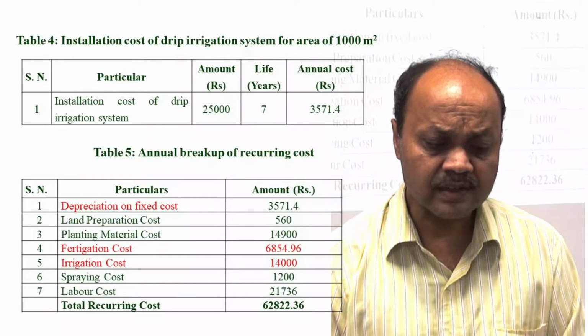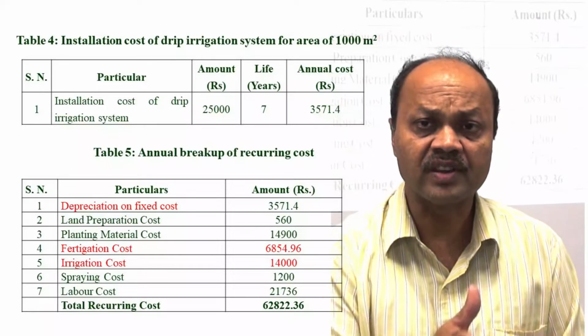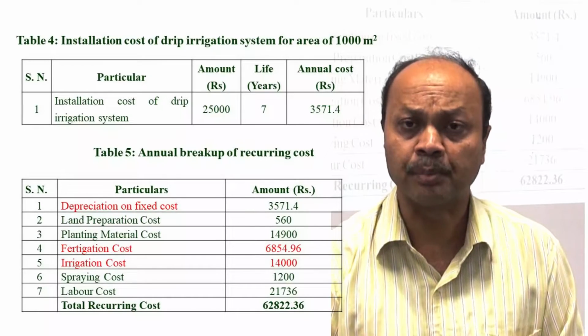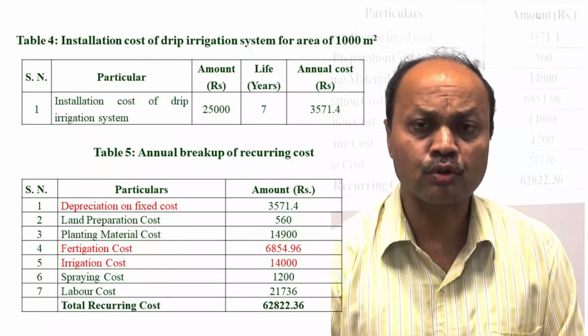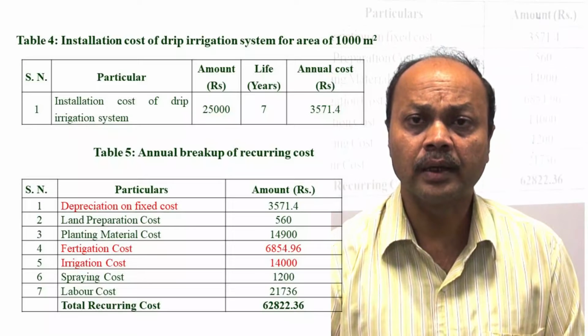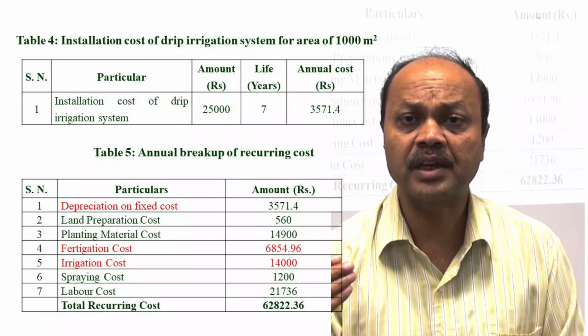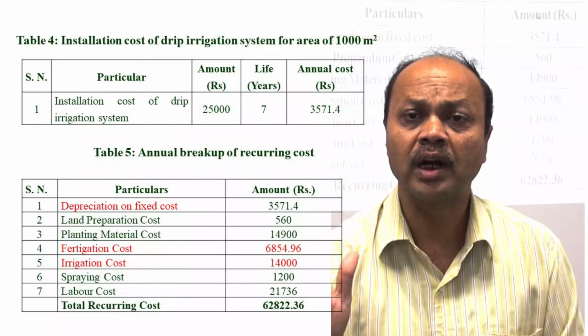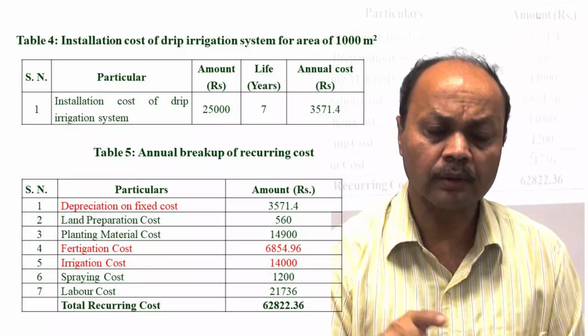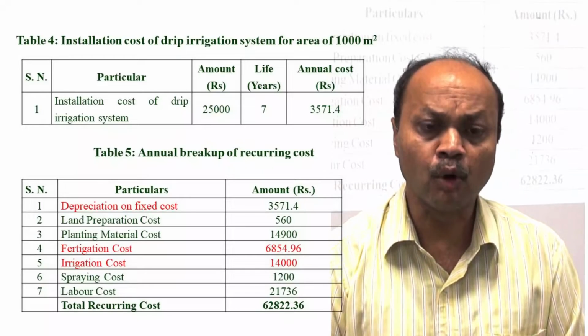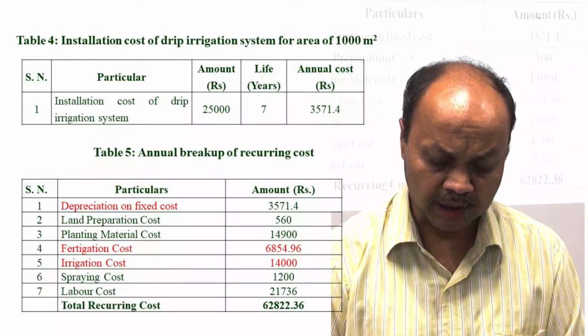Here the fertigation cost is different from your conventional, because you are using 0050, okay, and the irrigation cost will be different because the number of irrigations is different. In the drip case we give irrigation frequently, at a gap of 1 day or 2 days, so your pumping cost will be more, and based on that we have calculated the total recurring cost.